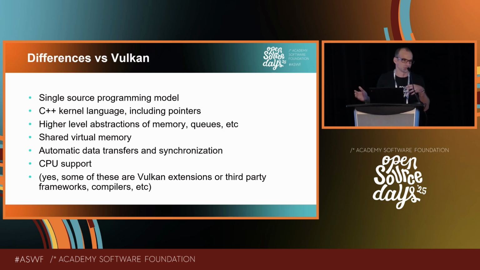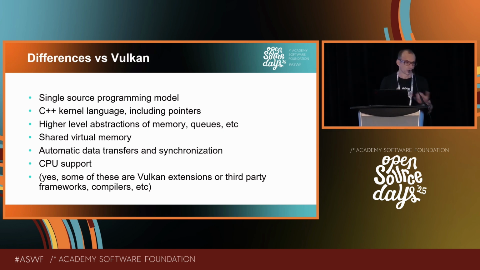Vulkan is also sometimes being tossed around as your cross-platform compute API. But then again, differences are, again, we have C++ in the kernel. It's a standardized kernel language. You have a single source model. Especially compared to Vulkan, managing queues and memory is a lot more simplified. You can just pass pointers from host to device code and back. Your data transfers are being handled for you.